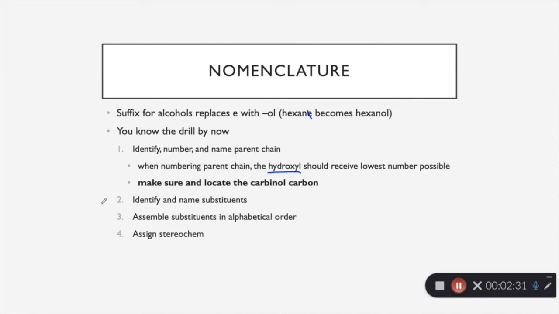So step 2 is going to be identify and name the substituents, and that is going to be the exact same as everything else we've done. Number 3 is going to be to assemble the substituents in alphabetical order, and then number 4 is going to be assigning stereochem.